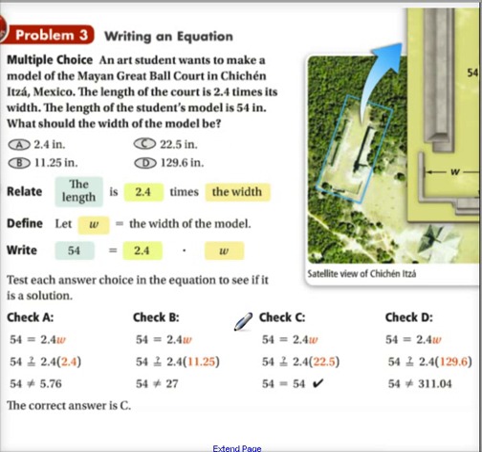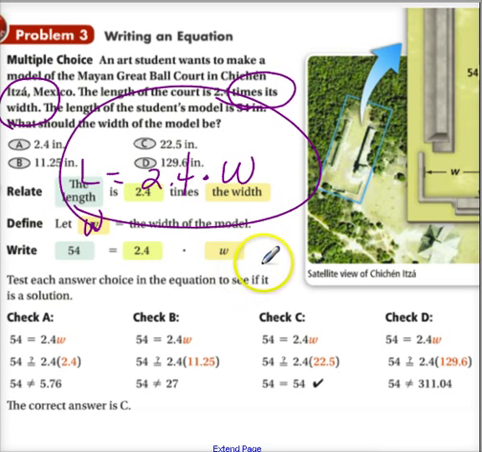Example 3, writing an equation. So we're learning how to do all of these things. This example, an art student wants to make a model of the Mayan Great Ball Court in Mexico. The length of the court, which we don't know, equals 2.4 times its width. So if I have w equals width, the length equals 2.4 times whatever the width is. That's my equation. Pay attention to those words that mean operations like add, subtract, multiply, divide. They will help you with writing the equation.